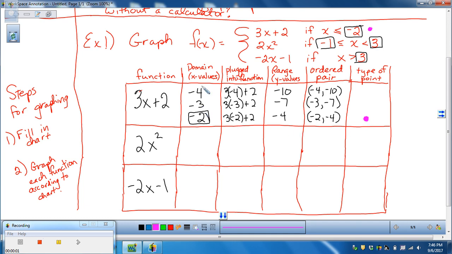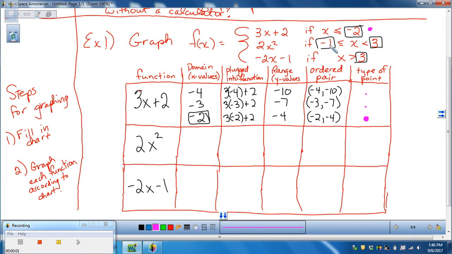Now the other 2 points were ones that I chose. I didn't see them listed here in the domain, so those 2 are just going to be regular points. So I'm just going to put a little dot to represent a regular point. The only ones that get special points are the ones that I see listed in my domain in the original piecewise function. So now I come down to the second one, 2x squared.